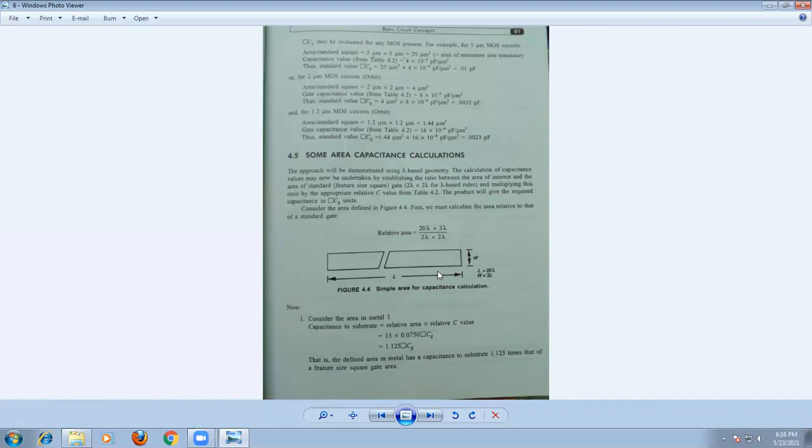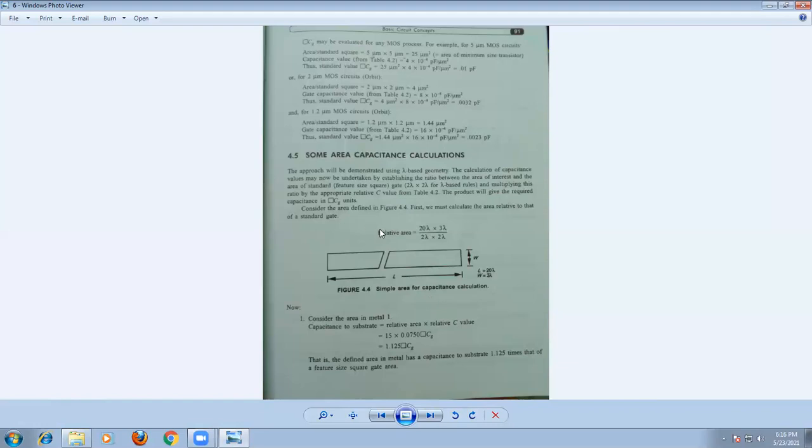5 micrometer technology, since we are using three technologies in this textbook. The first one is 5 micrometer technology, then 2 micrometer technology, Orbit 2 micrometer technology, and Orbit 1.2 micrometer technology. These are the 3 technologies we are going to use, but the technology is not specified in the problem. So by default, we can consider it a 5 micrometer technology. Therefore, we can calculate the capacitance in 5 micrometer technology, right?